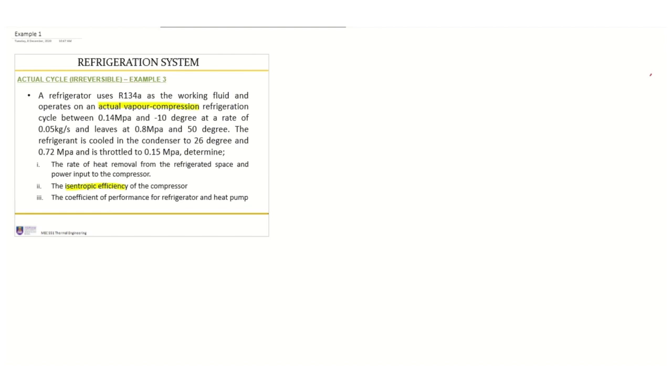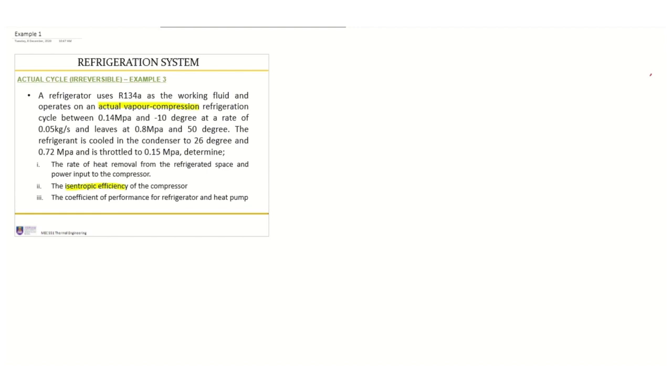Or perhaps if there is no isentropic efficiency mentioned in the problem, but there is a process of subcooling or temperature rise before the compressor. Those can also become what we call an actual cycle instead of an ideal cycle. So let's get back to our problem.